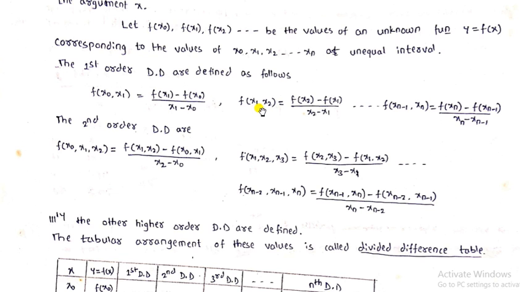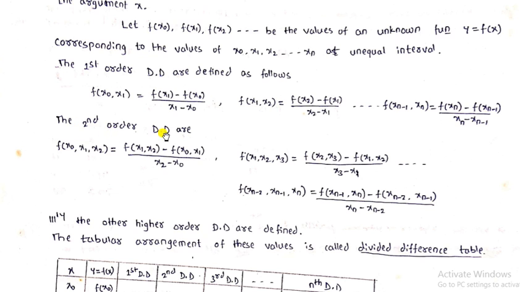Then f of x1 x2 is denoted as f of x2 minus f of x1, whole divided by x2 minus x1. Similarly we can write f of x2 x3, f of x3 x4 and so on. This is called the first order divided differences.